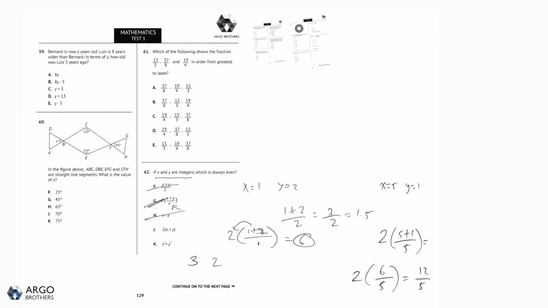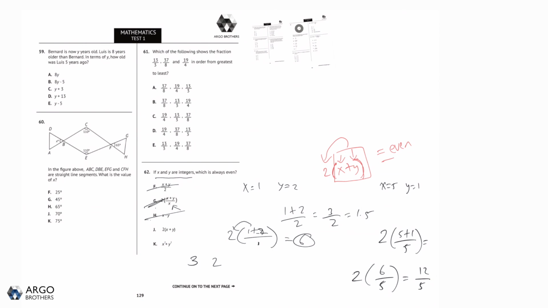How about J? 2 parentheses x plus y, okay? And if you really understand your number theory, you'll realize that any number multiplied by 2 will always result in an even number, okay? So I have parentheses around here, so it doesn't matter what these numbers are, as long as this value is being multiplied by 2, I should always result in an even number, okay? So automatically, this is my answer choice, okay?